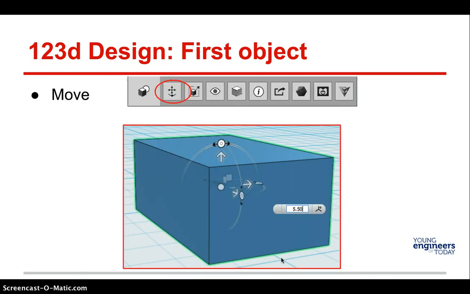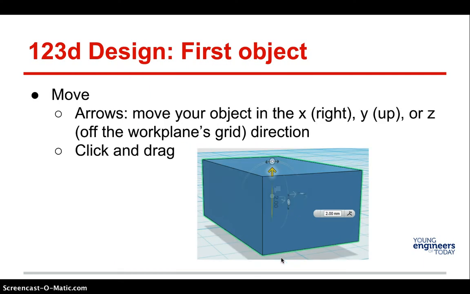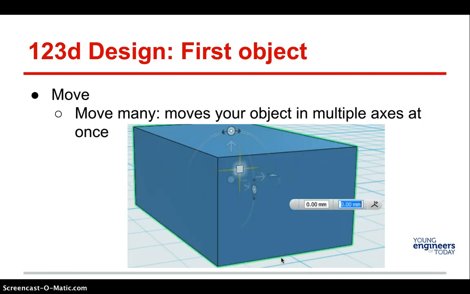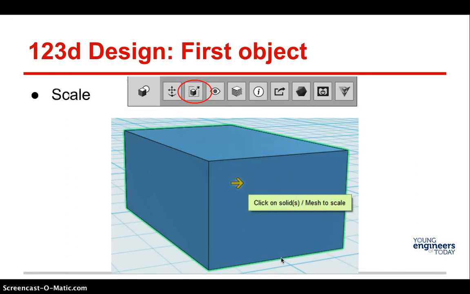Okay. Now, in this tool, we have the move, which you can use in multiple ways. The arrows move your objects in the X, Y, and Z work plane directions, or you can just click and drag. That's another way. You can rotate your object around the axis, or you can click and drag it. And you can move your object in multiple axes at once, as well as type in the dimensions, those distances, that you would like it to move.